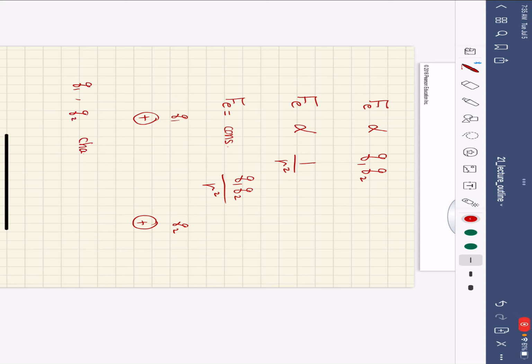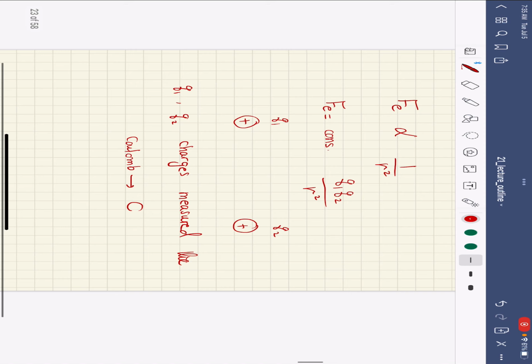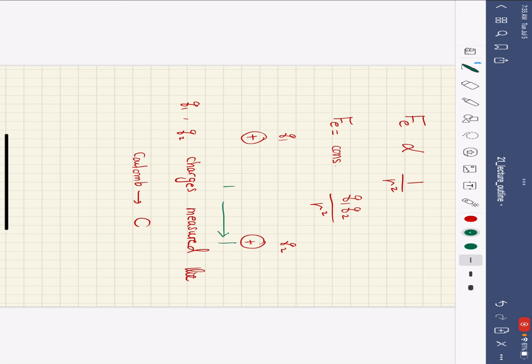measured using coulombs, the unit of charge, and we characterize it by uppercase C. Also, that R is the distance between the two charges.